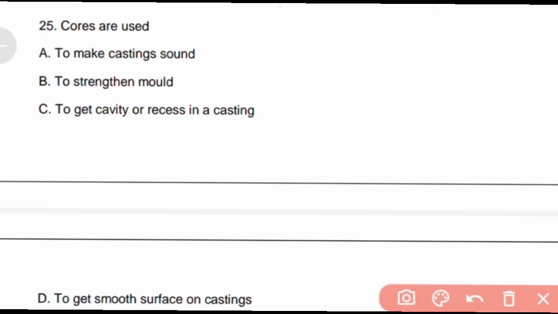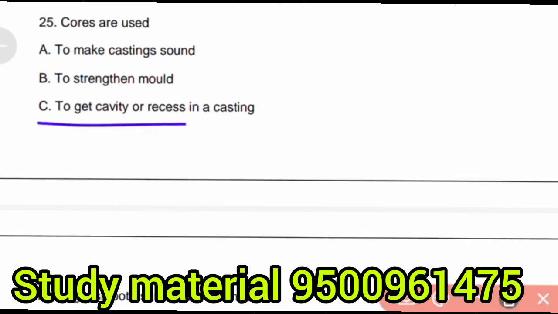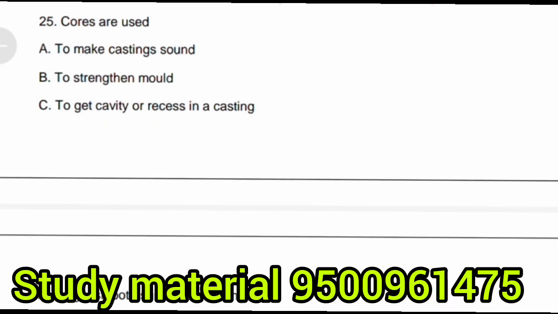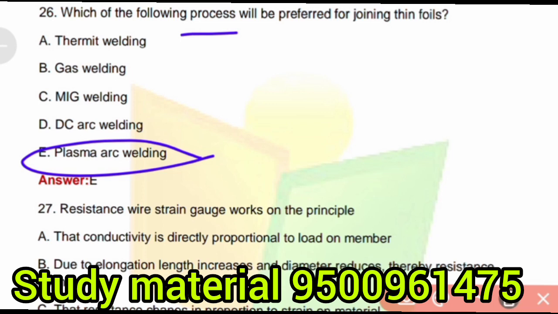Cores are used, option C, to get cavity or recess in a casting. Which of the following process will be preferred for joining thin foils? Plasma arc welding.